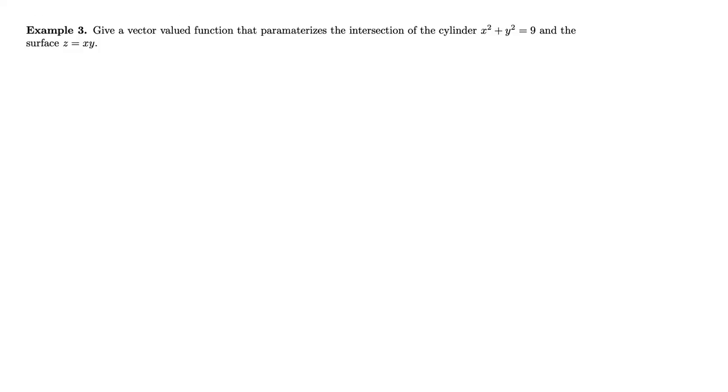Alright, so we want a vector-valued function that parameterizes the intersection of this cylinder. We're going to talk about surfaces a little bit later, but this is a cylinder because you're lying on the circle of radius 3, in every cross-section, no matter what z is. So that's exactly what a cylinder is. So we have x, y, and z, and here's our circle of radius 3.